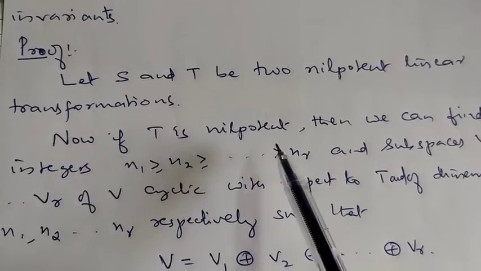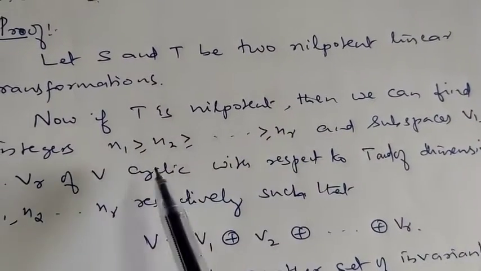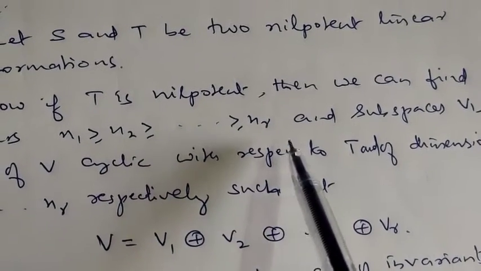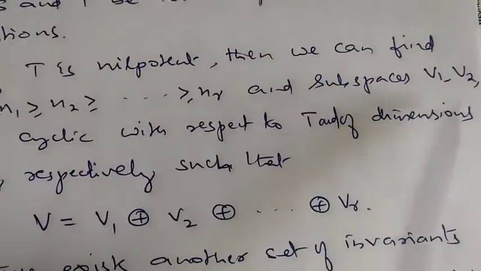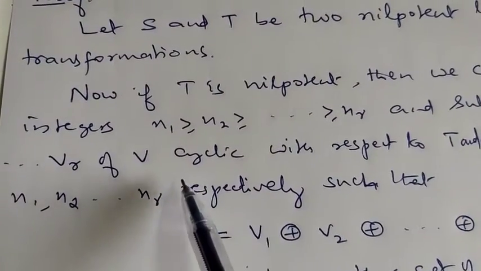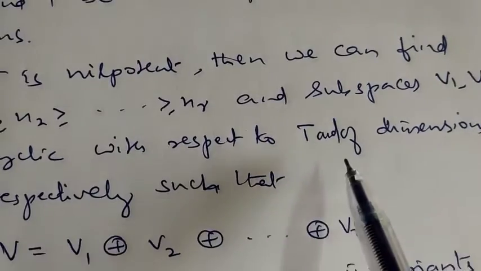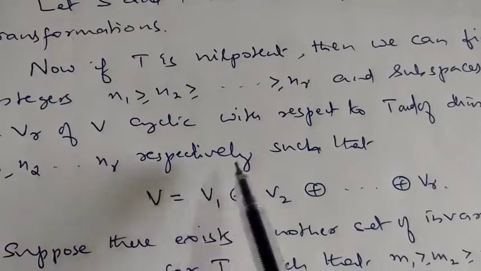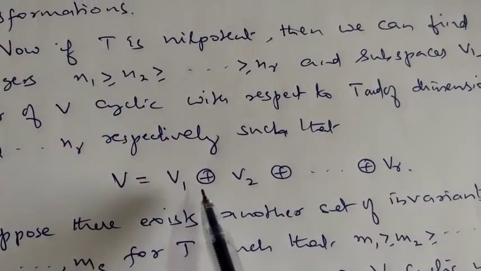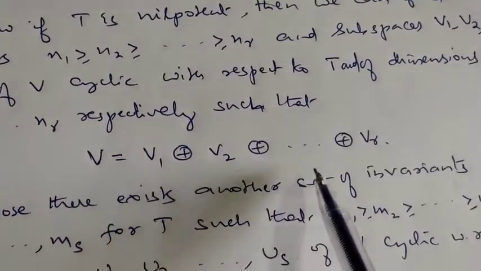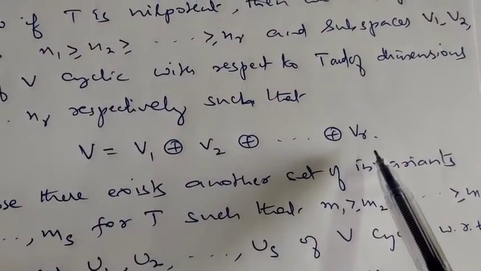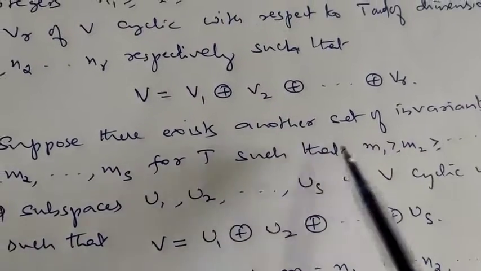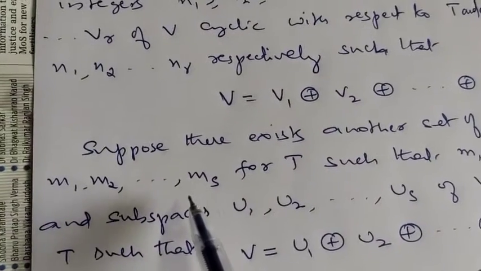hypothesis, or the things that you have studied in the last class, we can find integers n1 greater than or equal to n2 etc. greater than or equal to nr and subspaces V1, V2 etc. Vr of V cyclic with respect to T and of dimensions n1, n2 etc. nr respectively, such that V is the direct sum of V1 plus V2 etc. up to Vr. Okay. Now suppose there exists another set of invariants for T, say m1, m2 etc.